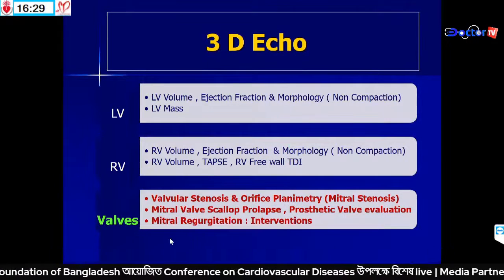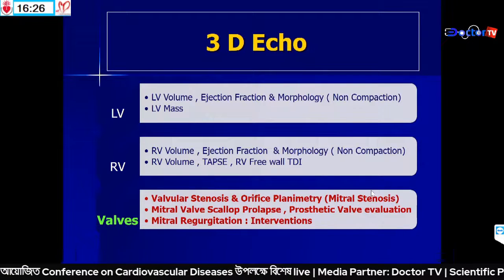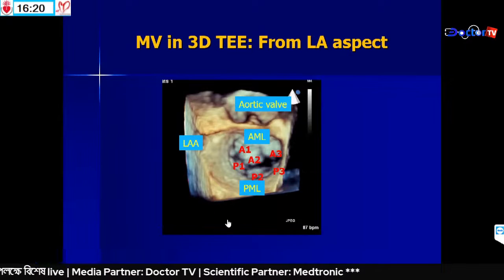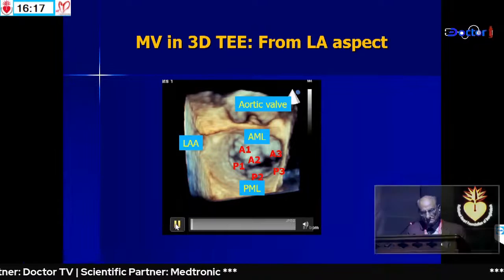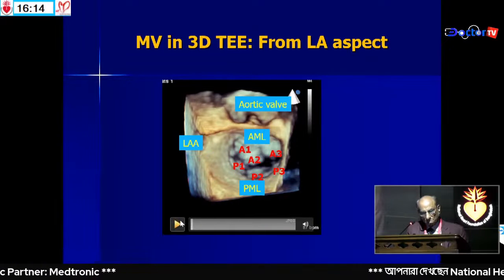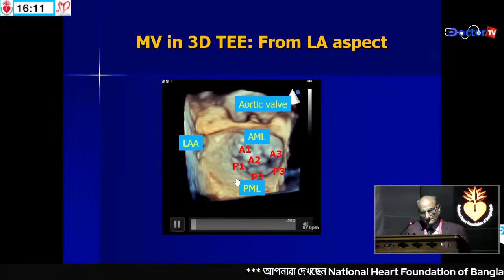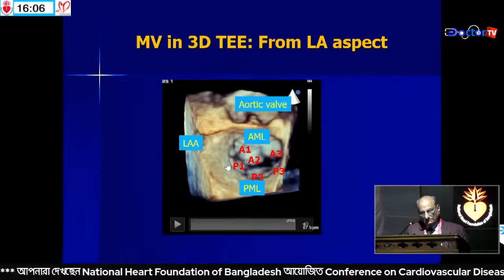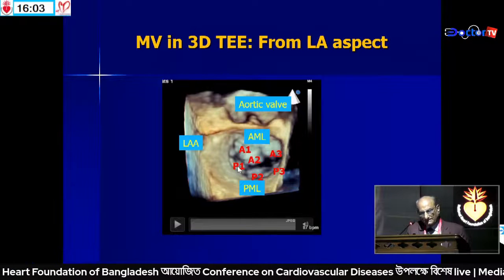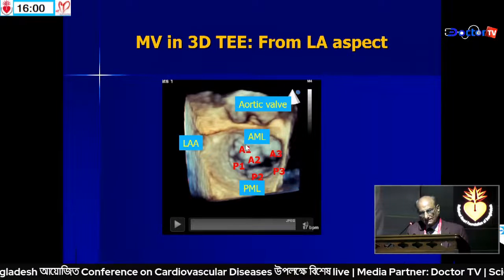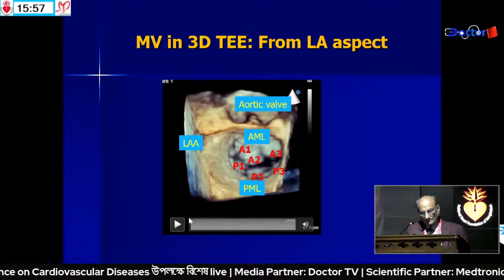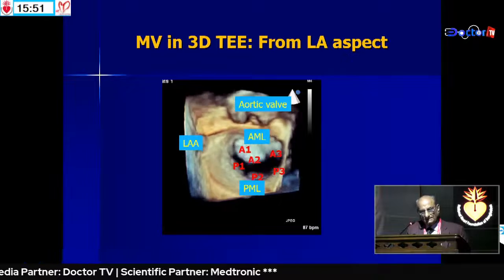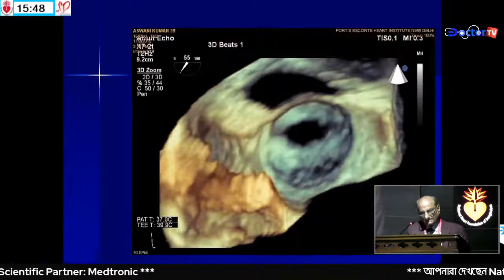So we'll confine ourselves mainly to stenosis, some regurgitation and interventions, and show you some. This is how a mitral valve in 3D looks. Sorry, gentlemen. This is what has been shown there: P1 lateral, P2 middle, and P3, and the corresponding scallops. This is how they move. This is a normal mitral valve in 3D from the LA side.